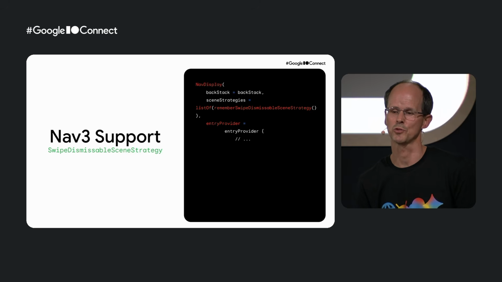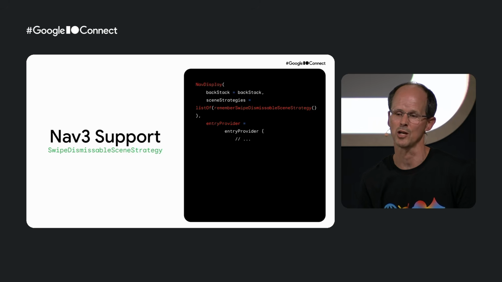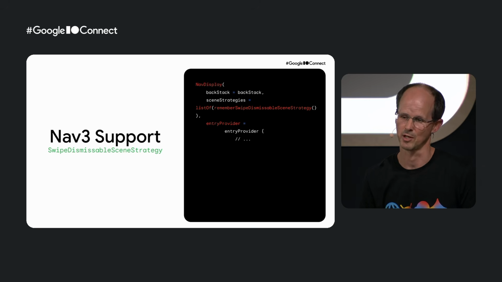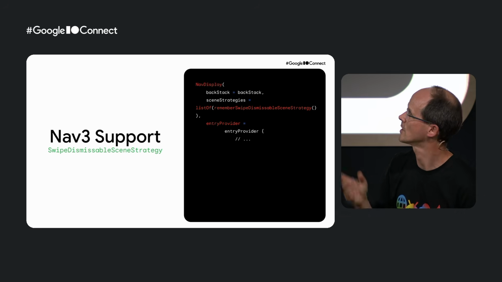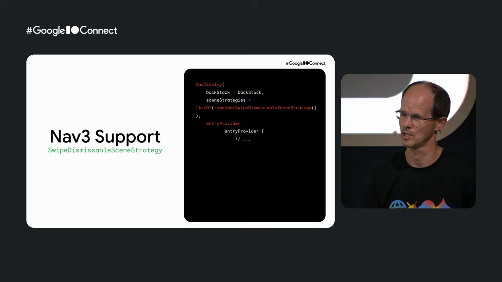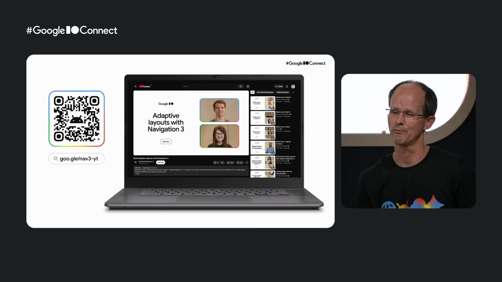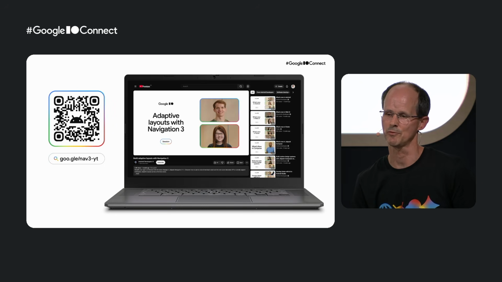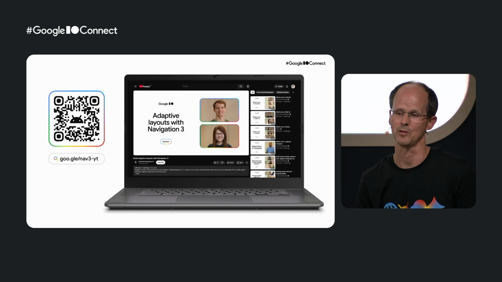Apart from lists, we've also brought Wear Compose 1.6 in line with other surfaces by introducing support for Nav3. To integrate with Wear OS's specific action of having swipe to dismiss, we've added a scene strategy just for Wear OS. You can see it here, swipe dismissible scene strategy. There's a full deep dive video into Nav3 from this year's main I/O, so do check that out. It's on the Android Developers YouTube channel.